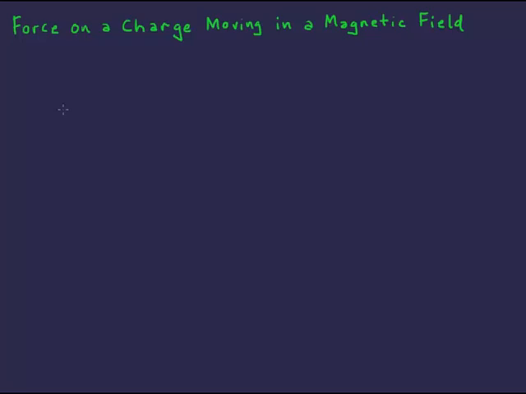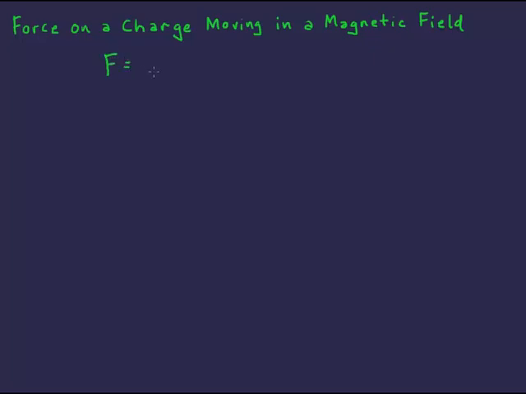Hi, in this video we're going to look at the force on a charge moving in a magnetic field. Before, we saw that a wire carrying current in a magnetic field experiences a force. Well, a current is charge moving, so if we have a free moving charge in a magnetic field, we'd expect to have a force on that too, and we would see a force happening on a charge moving in a magnetic field. It's governed by another formula.